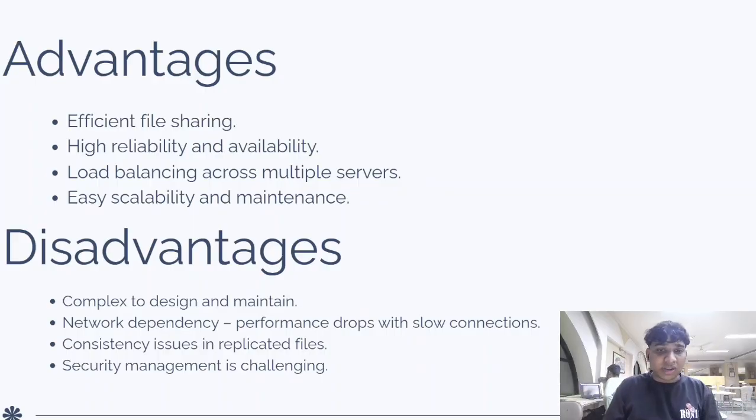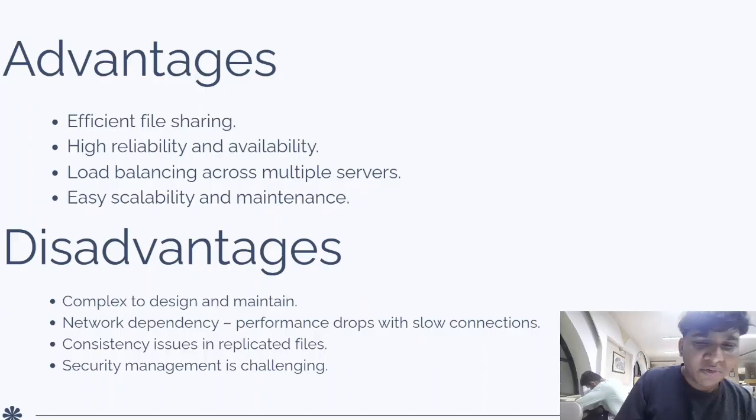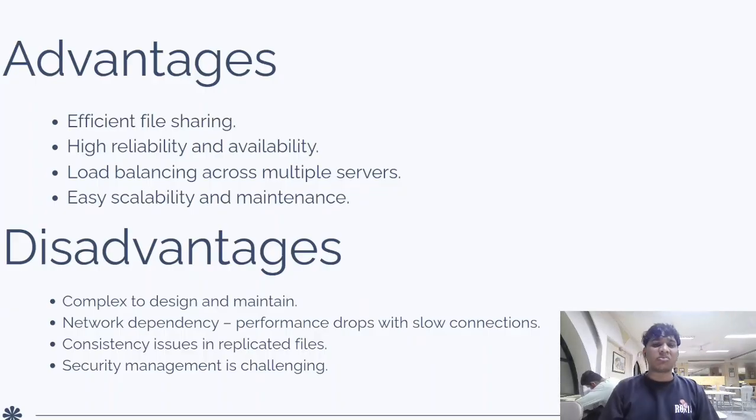And the second point is network dependency. A DFS is a network system. This means it's only as good as your network connection. If your Wi-Fi is slow or your internet goes down, the whole system feels slow and stops working. This is a big disadvantage compared to a file on your own local C drive, which works even with no internet, right?